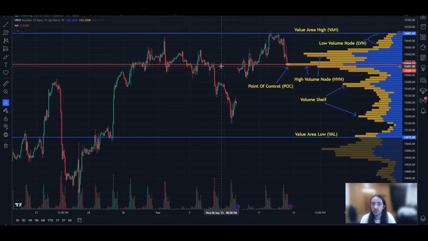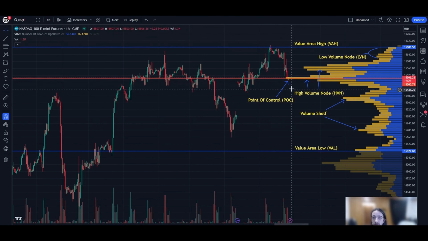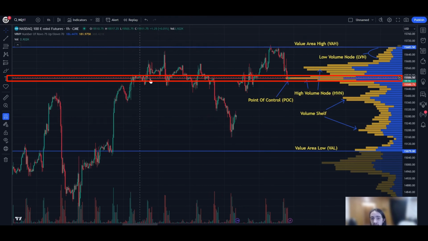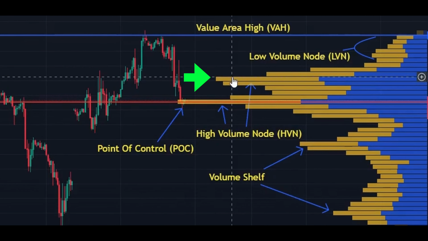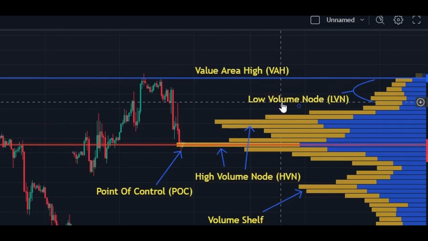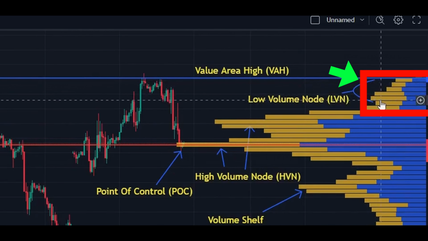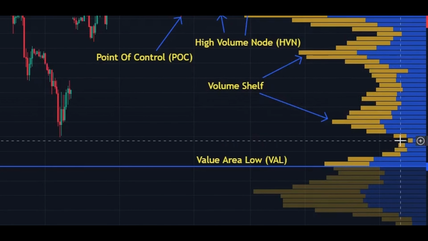So your point of control is always going to be the highest volume shelf, right? It's going to be the point of control. Usually most indicators do have it where it plots a trend line right with that node, right with that shelf. A high volume node would be the ones that might not be as strong as a point of control, but are relatively stronger and higher in volume than a low volume node, whereas a low volume node would be these over here, maybe these in between, these over here. They're very low in volume.